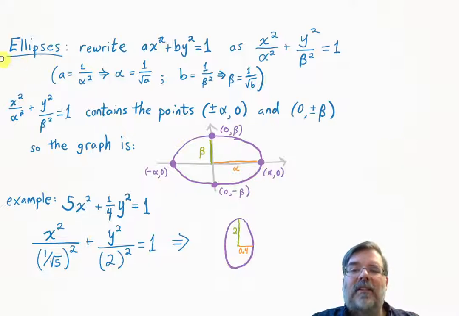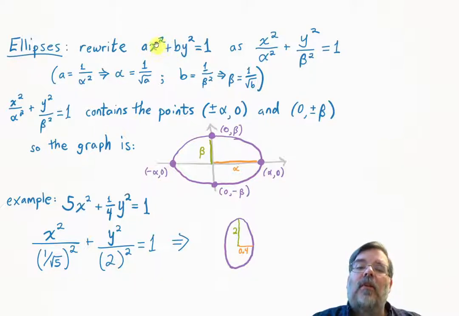So first, let's take the case of an ellipse. To begin, we'd like to rewrite this equation, ax squared plus by squared equals 1, in this format: x squared divided by alpha squared plus y squared divided by beta squared equals 1. And so it's kind of like we want to turn these into fractions and figure out what number goes in the denominator. And to do that, it's kind of a substitution.